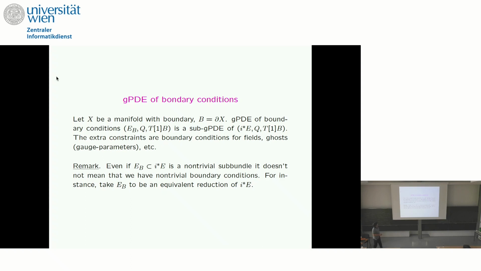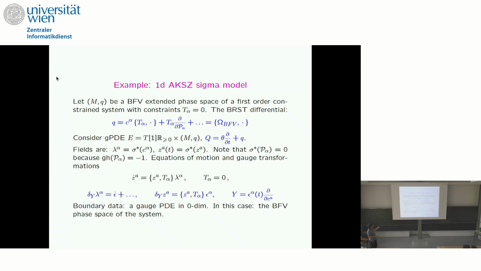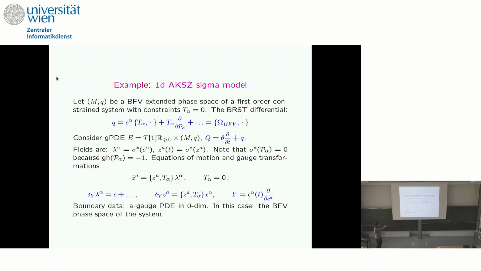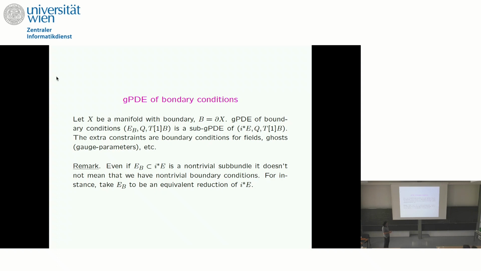Okay, and now we come to the point of boundary conditions, because this is a very important story in studying boundaries. Because when I was doing this, for instance, I imposed no conditions. I just induced this i star E gauge PDE on the boundary without imposing any constraints on it. So it's like free boundary data. So what we need to be able to do in the same setup, to impose some boundary conditions, means that we need to specify in this geometrical language a certain submanifold, sub gauge PDE, of the boundary PDE i star E, which describes the additional restrictions we impose on our fields, but not only on fields, because coordinates on the fiber are now fields, ghosts, etc. So in one shot, you impose boundary conditions on your fields, your gauge parameters, gauge for gauge parameters, etc.